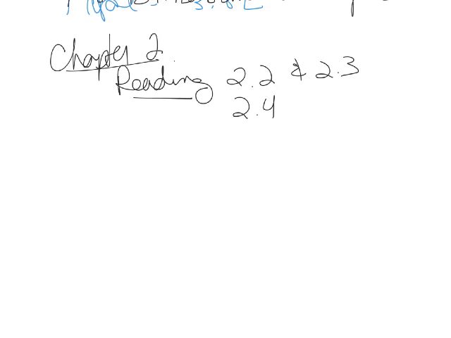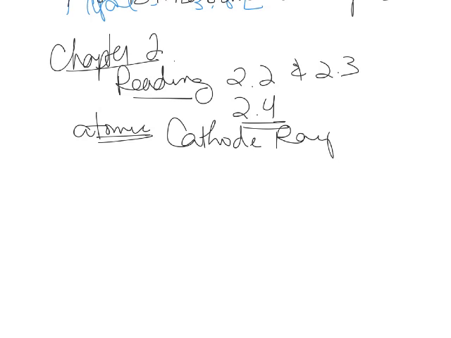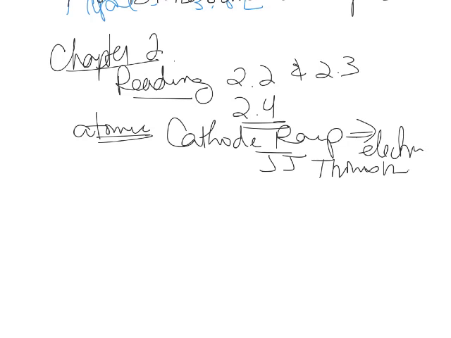Section 2.4 is important. So we're going to talk about the atomic structure. So read about the cathode rays. Understand what was the big discovery with the cathode ray. I always associate the electron with the cathode ray. So be able to read that. And whose name is with the cathode ray? J.J. Thomson. And then you have the Millikan oil drop experiment, which establishes the mass to charge ratio of the electron.